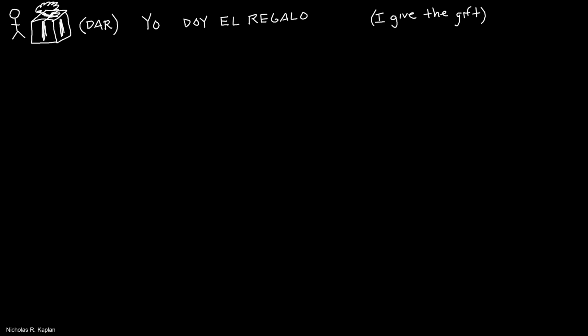Here's me with a regalo. And what do you usually do with a regalo? Well, you give a gift. So let's use the verb dar, and let's stick with the present tense and write a sentence and say, yo doy el regalo.